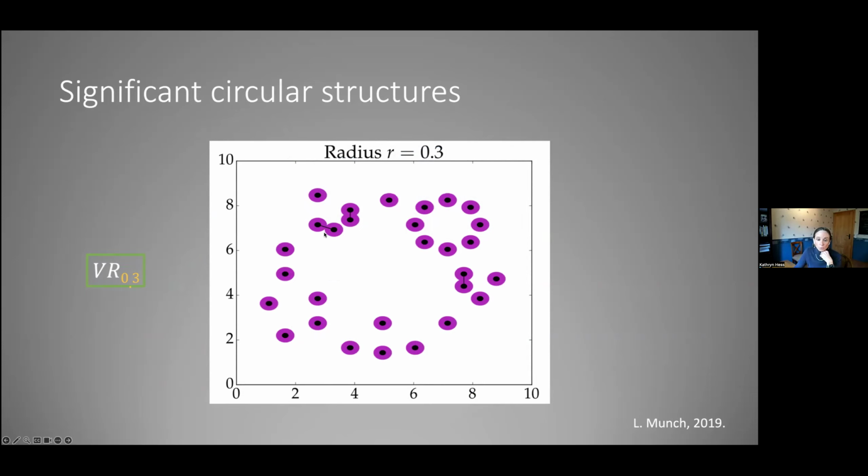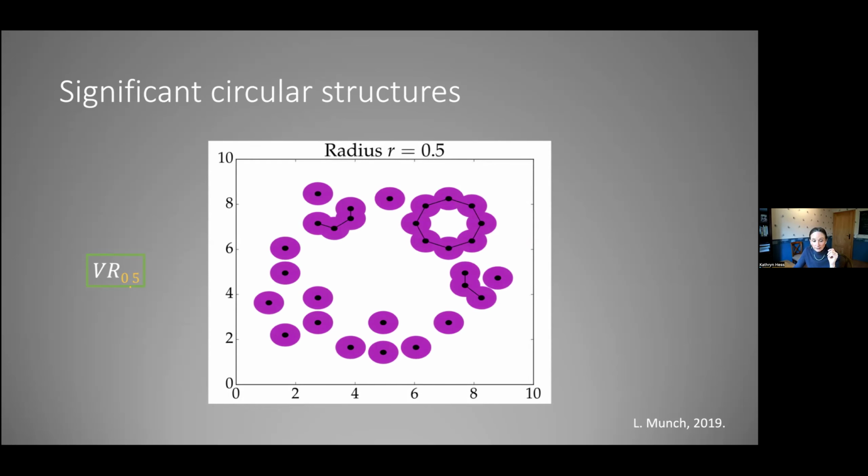And what we do is, when two of the balls belong together, we're going to join the two nodes by an edge. And what we're going to focus on is the collection of points and edges that we get in this way. So this is with a radius of 0.3, and I call this VR because it's called a Vietoris-Rips complex. So this is a Vietoris-Rips complex we get for this point cloud at radius 0.3. If we increase the radius to 0.5, then we see a small circular structure appear.